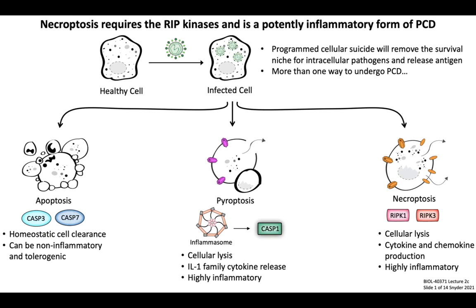The last form of PCD we'll discuss is necroptosis, which occurs following the activation of the RIP kinases, RIPK1 and RIPK3. As kinases, these proteins then go on to phosphorylate target proteins, including something called MLKL, which functions in an analogous fashion to gasdermin D, in that it assembles pores in host membranes that lead to cell swelling and rupture. Notably, the RIP kinases also have some transcriptional activity, as necroptotic cells exhibit a burst of inflammatory chemokine and cytokine production, which accompanies cell lysis. For these reasons, necroptosis is also viewed as a highly inflammatory form of PCD.